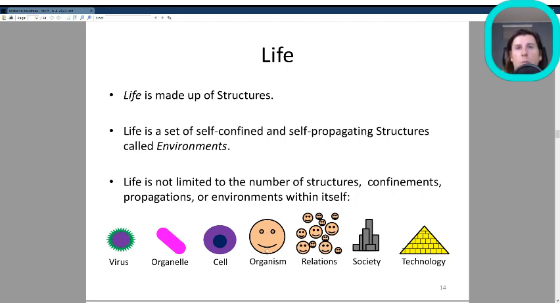People, organisms, dinosaurs, trilobites, just things that you would consider to be a creature or a life on another planet. It's going to follow this type of structure.